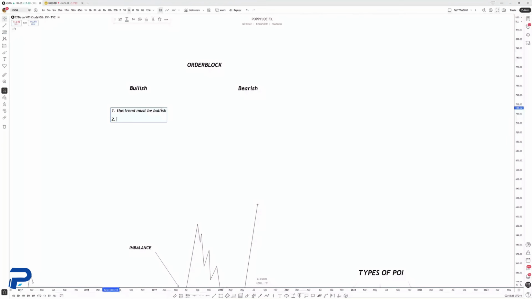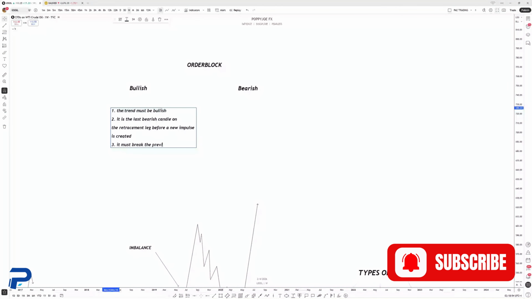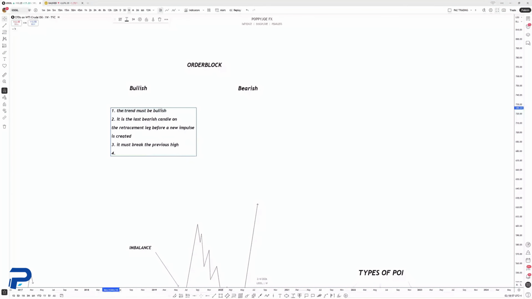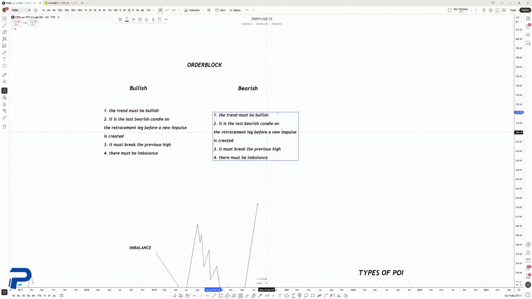It is the last bearish candle before a new impulse. It must break the previous high. There must be imbalance. So these are the four rules I use in spotting my bullish order block. For the bearish side, it is just the direct opposite.